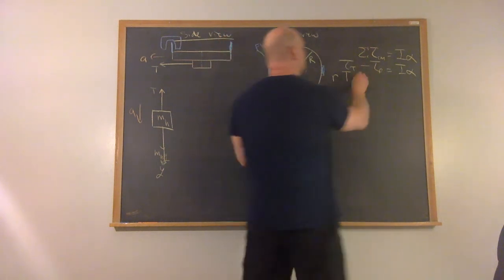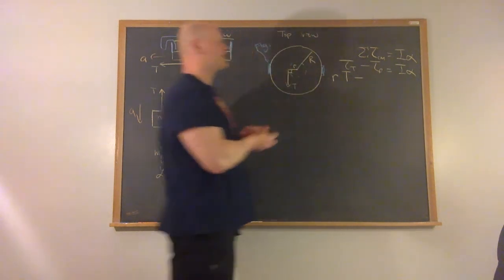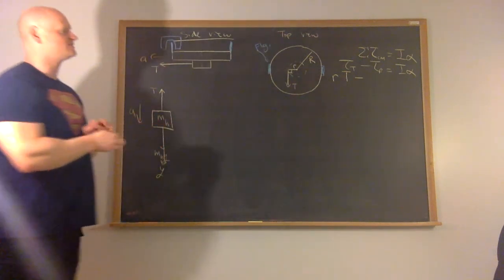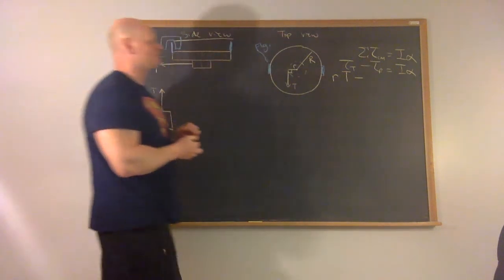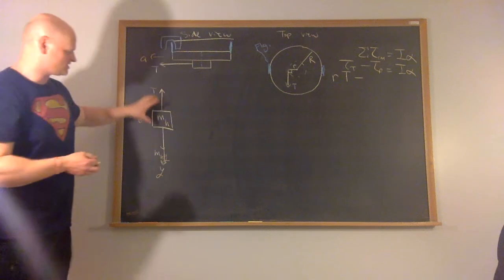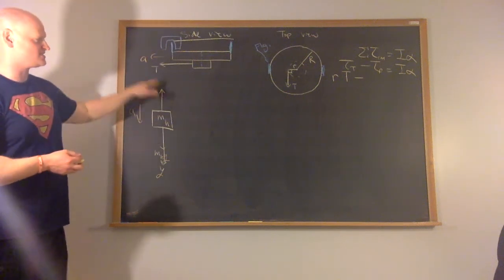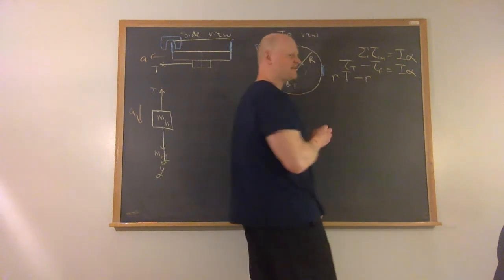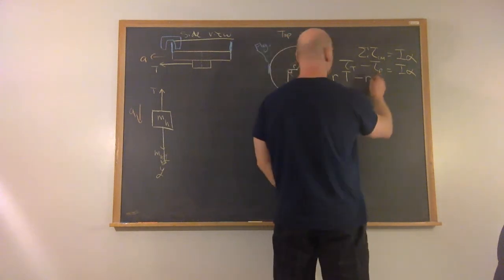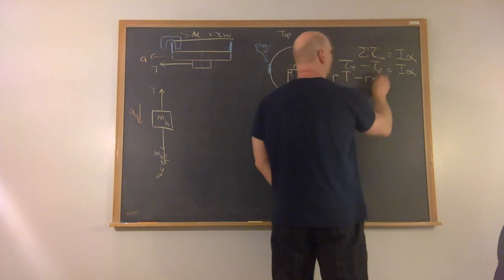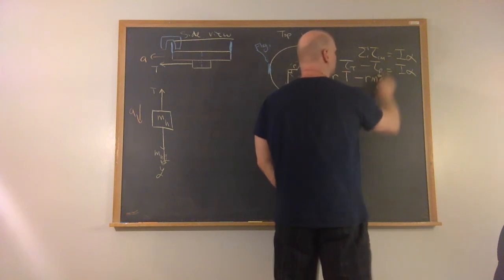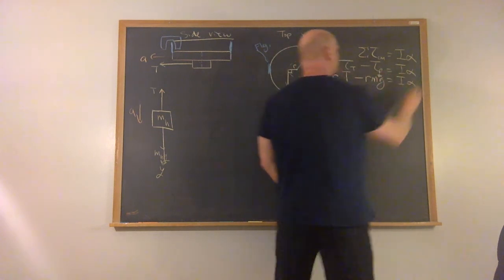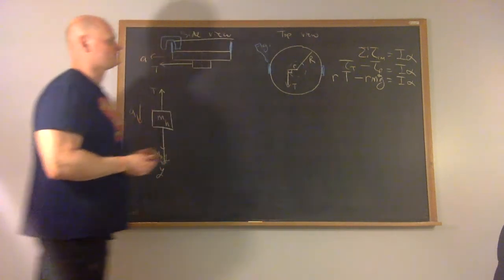minus, in this case, we're going to model this friction as simply the weight that this thing is pulling down, and since it's moving at constant speed, that's just going to be the distance at which it's acting, which is also little r, times m star times g, equal to the moment of inertia times the angular acceleration.